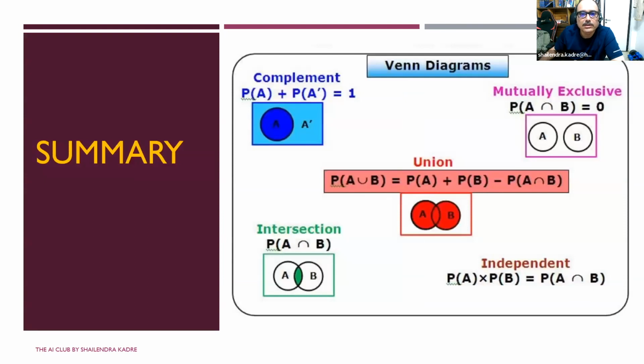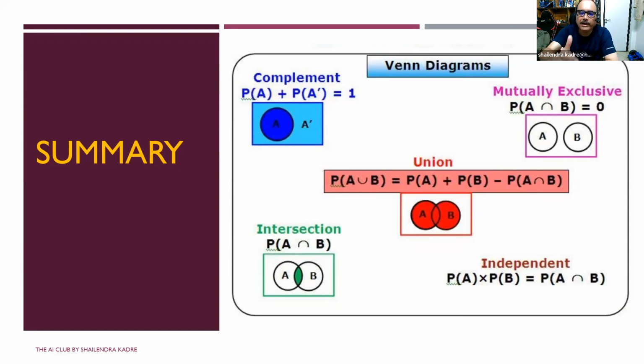Now, these are relationship summary. I'm summarizing here. PA plus PA dash equal to 1. A dash means 1 minus A. So PA plus PA dash equal to 1 because it will represent a complete circle. Mutually exclusive events, A intersection B. A is separate, B is also separate. Mutually exclusive, right hand side on the top. A is here and B is here, nothing common. So A intersection B will be 0.